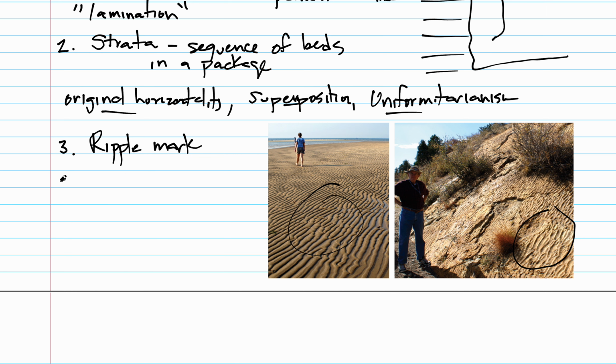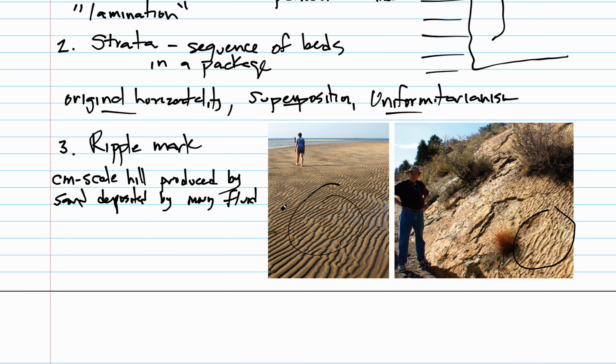So the definition of a ripple mark: it's a centimeter scale hill, a little short hill, centimeter scale hill produced by sand deposited by a moving fluid. Now you might think I should say water because on the beach or on a river, definitely, but you can have ripple marks formed by wind. So we're gonna just be more general and say the word fluid.